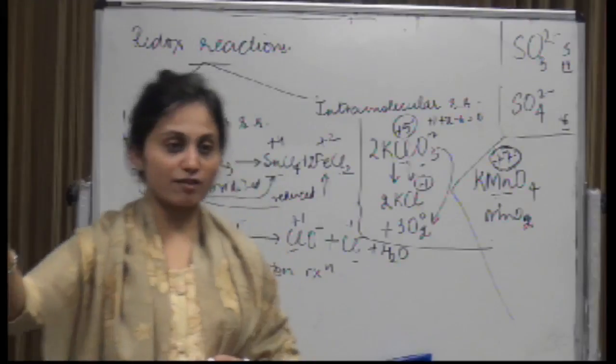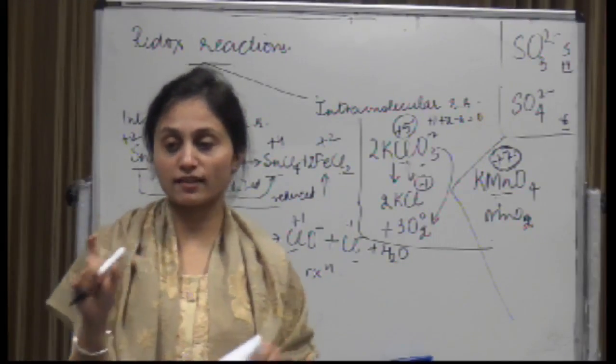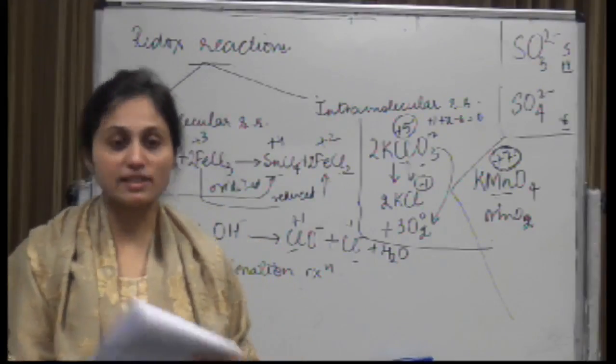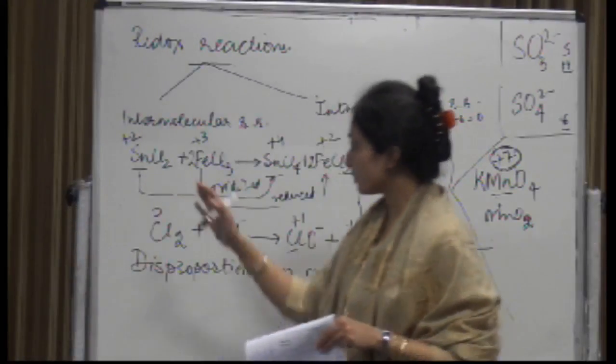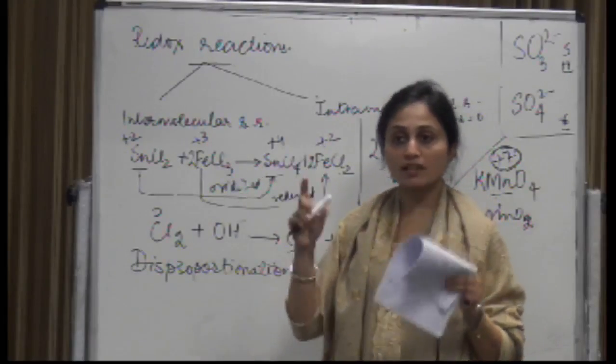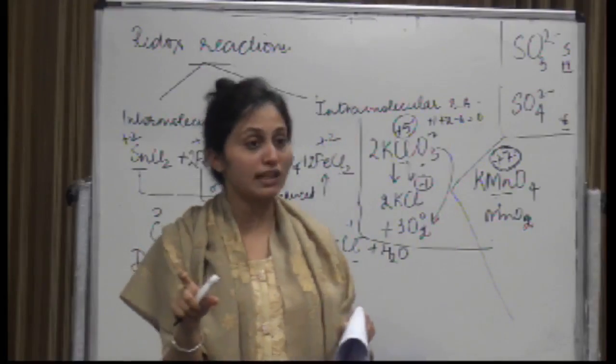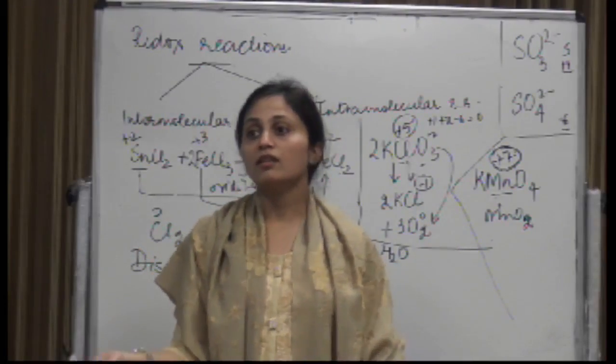In your NCERT you have many questions. You are given a reaction and then you are asked to justify that this is a redox reaction. In justify, all you have to do is show that something is getting oxidized and something is getting reduced. Because if in one particular reaction you are able to prove that oxidation and reduction are happening simultaneously, then you say it's a redox reaction.